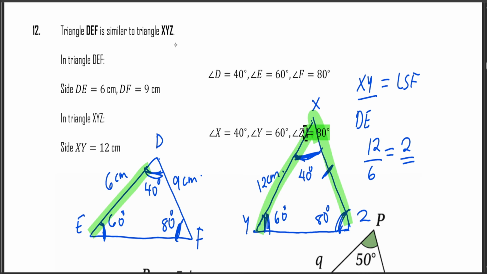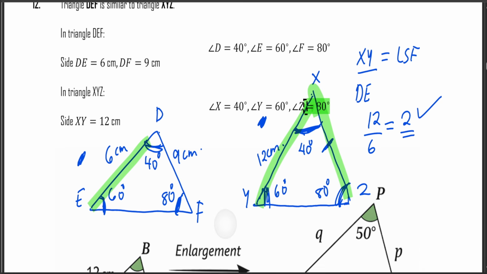So having your answer 2 means that the larger triangle is 2 times bigger than the smaller triangle. The larger triangle being this, the smaller triangle being this. So this larger triangle is bigger than the smaller triangle by 2.